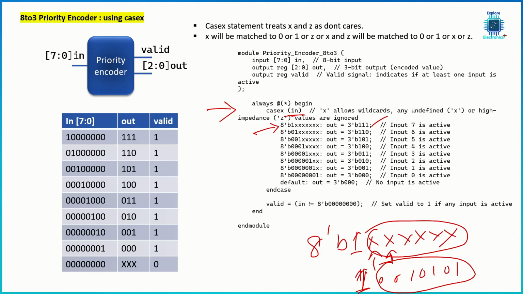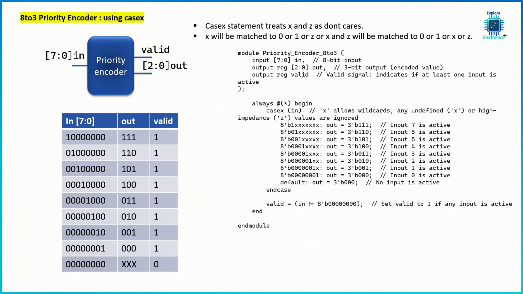Suppose you want to check for the next priority value, suppose the MSB 7th bit is 0 now, we need to look for whether the 6th bit is 1 or not. In such a case, we need to write the second case value as 8'b01 and then all the next 6 bits are X. Then it will encode to 110. This casex statement will be useful in these cases while assigning the priority for the different cases of inputs.